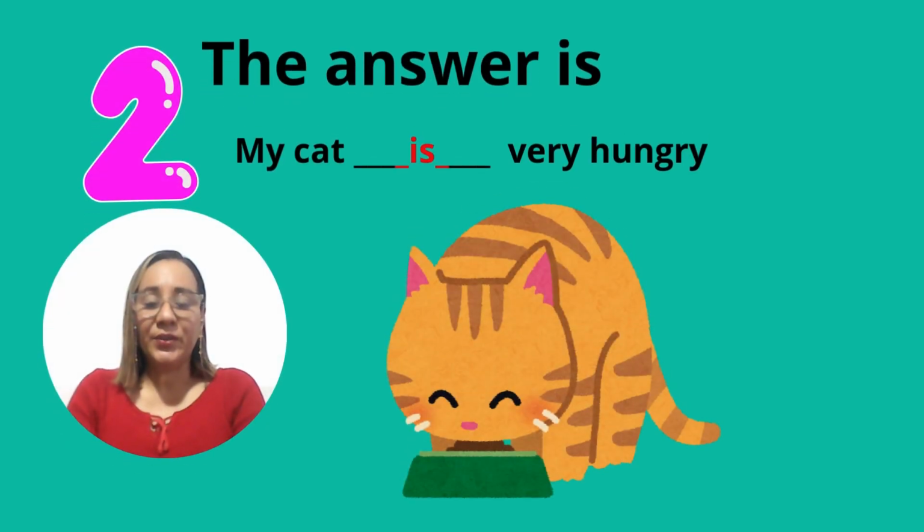Sentence number 2. My cat is very hungry. Why is? Because we're talking about an animal in singular form. In this case, my cat. We use the subject pronoun it when we talk about animals in singular form. What form of the verb to be do we use with it? That's correct, is.